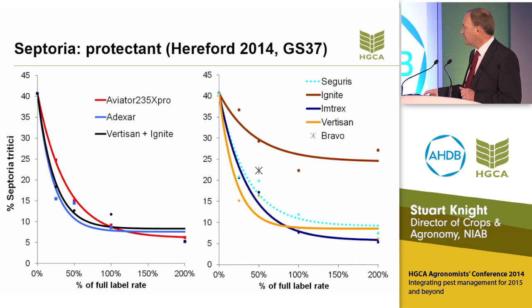On the y-axis, we have whatever we're measuring. So in this case, it's the percentage Septoria. And then you have your products. You've got your various points, and then we plot the curves that you see in colour there to those points.